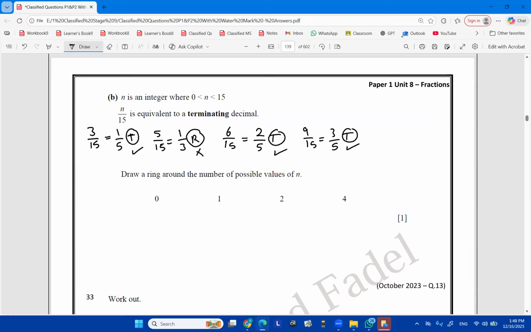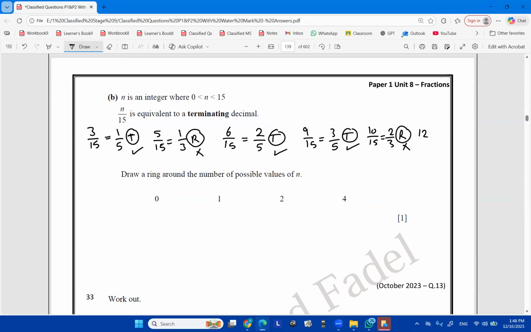What else is there, Mr.? 10 over 15. Yes, 10 over 15. Dividing it by 5, dividing by 5 is going to give me 2 over 3. No, Mr. That's recurring. I'm not going to take it. What else is there, Mister? 11 over 15? No. 12 over 15?